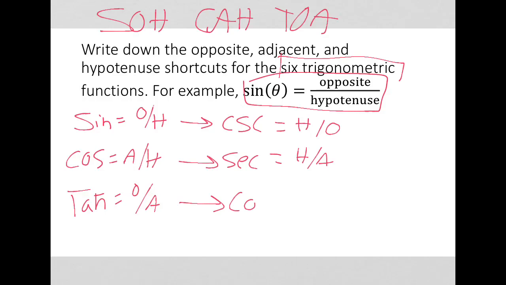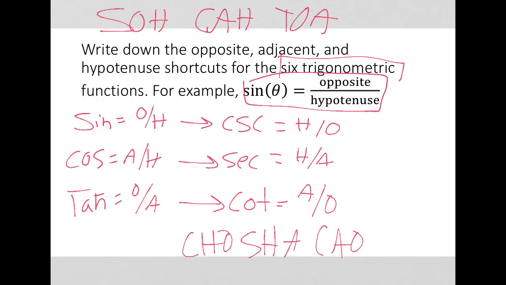The reciprocal of tangent is cotangent, and again, flip it, so a over o. So we have SOH CAH TOA to remember sine is opposite over hypotenuse, cosine is adjacent over hypotenuse, and tangent is opposite over adjacent. And we have CHO SHA COW to confuse us and not remember that the reciprocal identities are cosecant is hypotenuse over opposite, secant is hypotenuse over adjacent, and cotangent is adjacent over opposite.